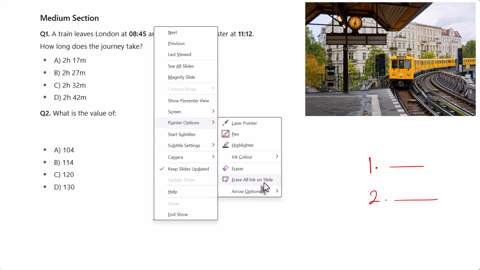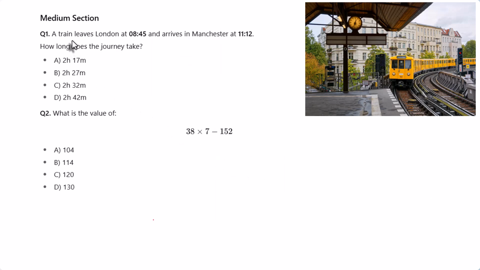Okay, so I hope that you've done question 1 and question 2. Question 1 says, a train leaves London at 8:45, so basically quarter to 9, in the morning, and then it arrives in Manchester at 11:12. Now, to work out the time taken, I'm going to count this in bits. I'm going to partition this, break this down. So from 8:45, let's go to 9 o'clock first.